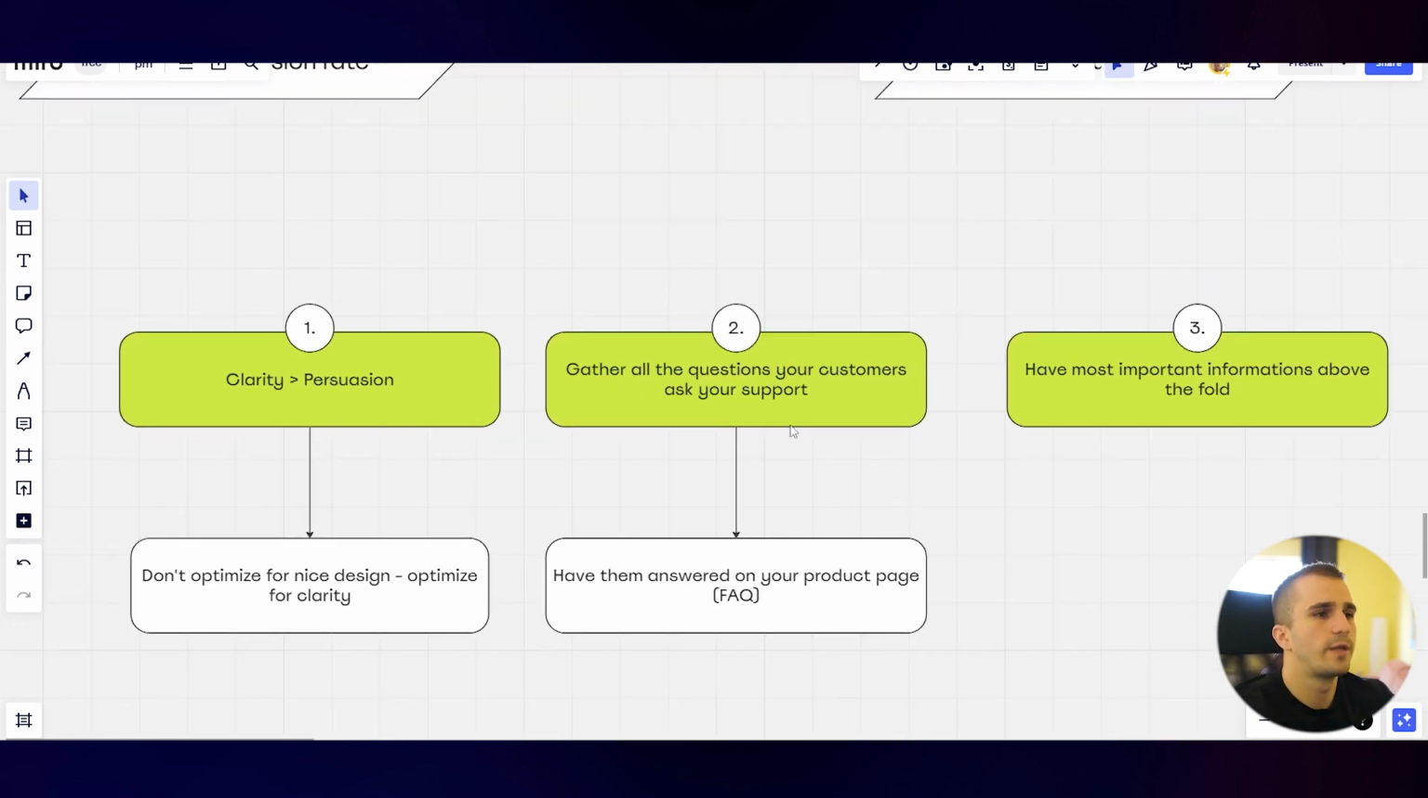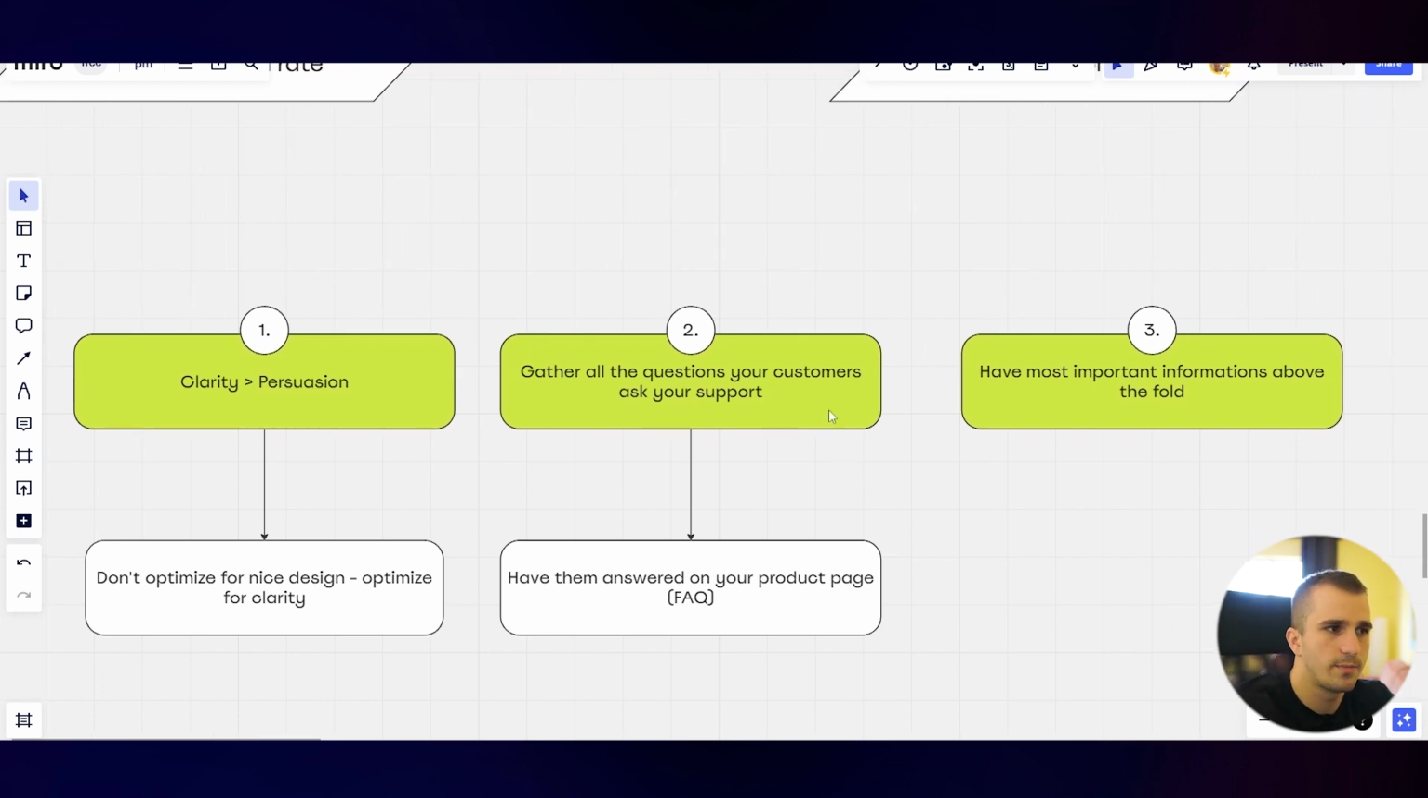The next thing you can do to optimize more for clarity is to gather all the questions your customers ask your support team and have them all answered on your product page. That's why an FAQ is such a powerful thing on your product page, because it does just what we have mentioned. It answers all these things, so it's very clear what you're selling and how your service or product works, and that way you increase your conversion rate.